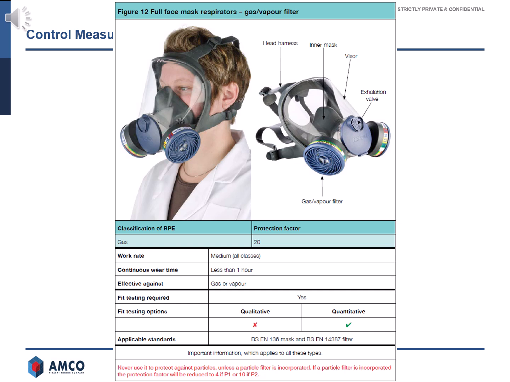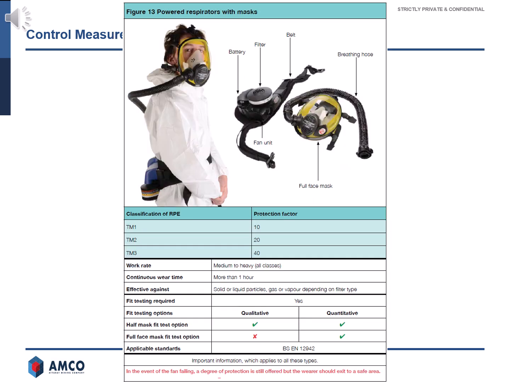Important note: if used to protect against particles, the protection factor will be reduced to 4 if a P1 filter is incorporated, or to 10 if a P2 filter is incorporated. Powered respirators with masks, usage guidelines. Classification and protection factor. TM1, protection factor of 10. TM2, protection factor of 20. TM3, protection factor of 40.